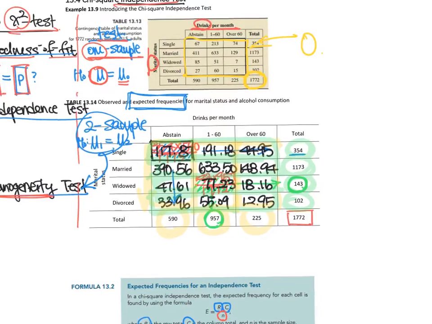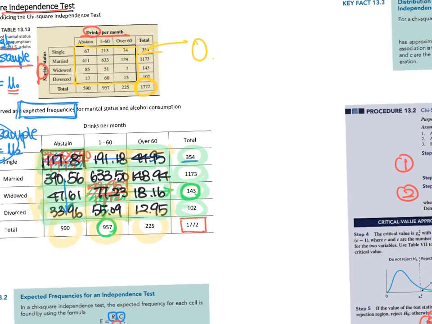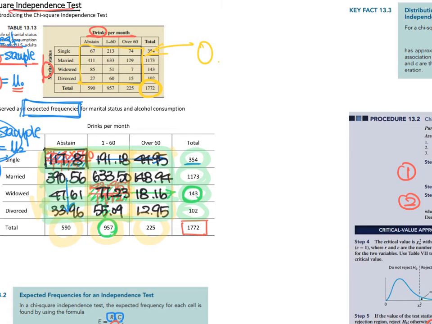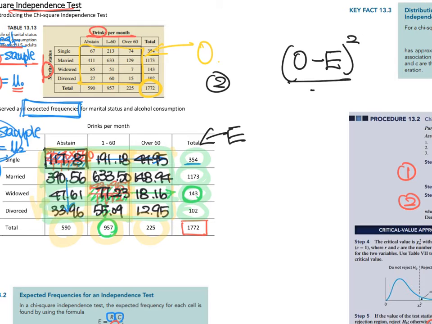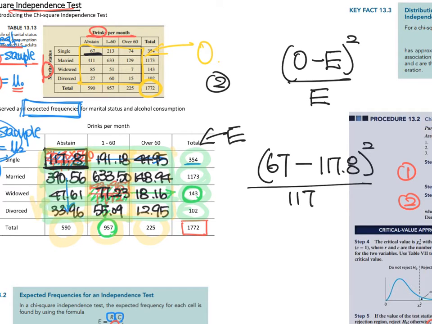Now it's almost the same way. We can take the test statistic. So now it is the expected one. So O minus E, difference squared over E. That means take the 67 observed one minus the expected one, 117.8. Then take the difference squared over 117.8. So for each cell, you can take the difference, you can take the square, you can take the division.